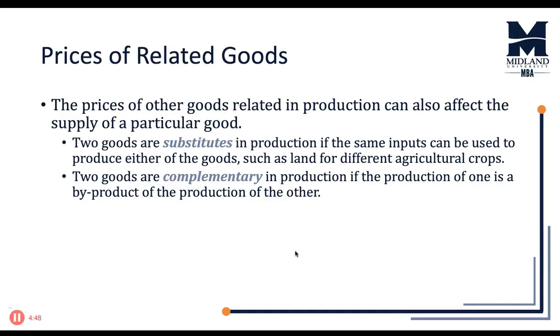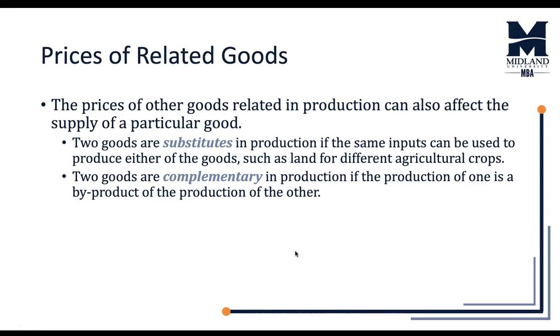Okay, third one, prices of related goods. We looked at the same concept in demand too. Does the price of a related good make a difference to how many units of your product you're willing to produce in this case? And there is a good possibility that could happen too. There are two terms here, substitutes and complementary goods. So first the definition. Two goods are substitutes in production if the same inputs can be used to produce either of the goods, such as land for different agricultural crops.